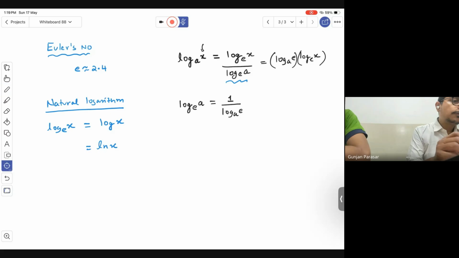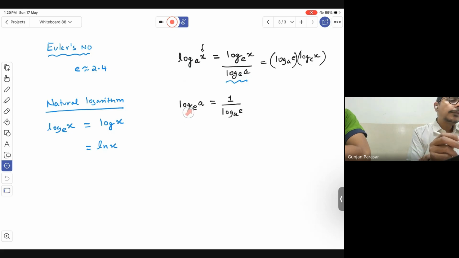And this part: suppose right now the base is A. I want to use a new base. What new base? e. So the numerator and the denominator both have base e. Then who is on the top? X. Bottom, A. Is this part clear? Yes, sir.